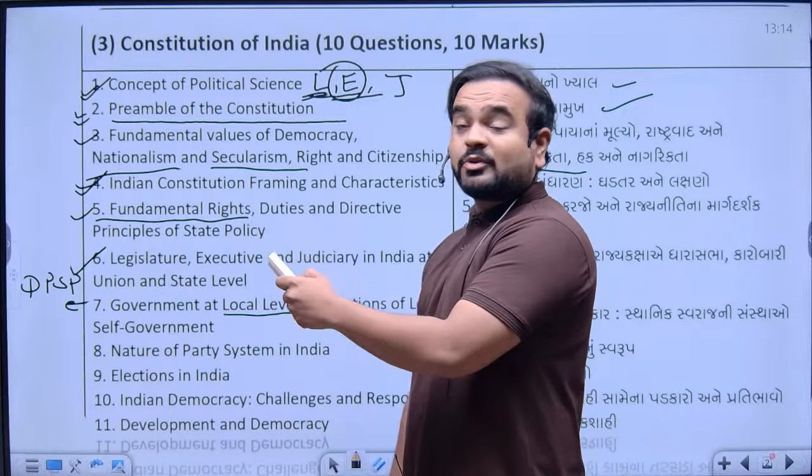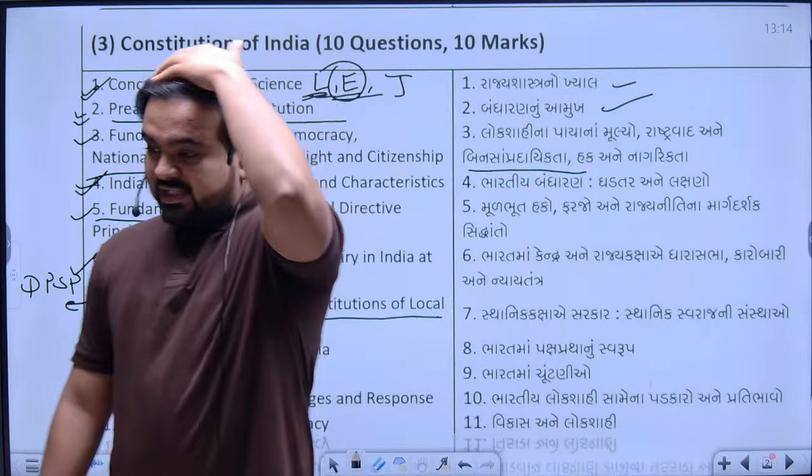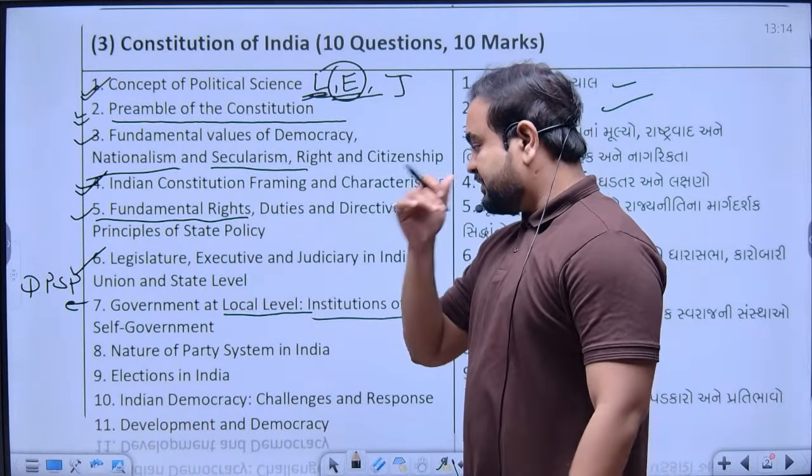Till then, I'll increase the temperature of the AC. It's feeling very cold right now. So, okay. If anybody knows which article in our Indian Constitution, mentioned in the DPSP, talks about the Panchayati Raj.